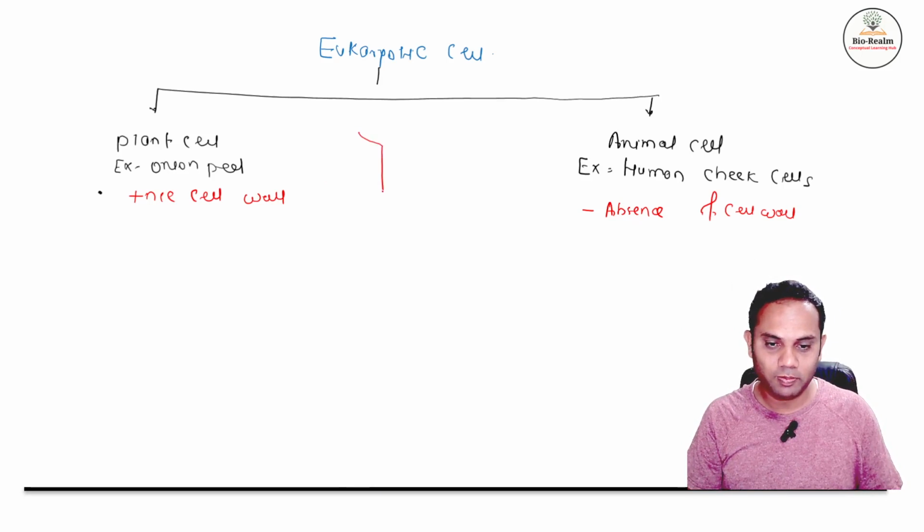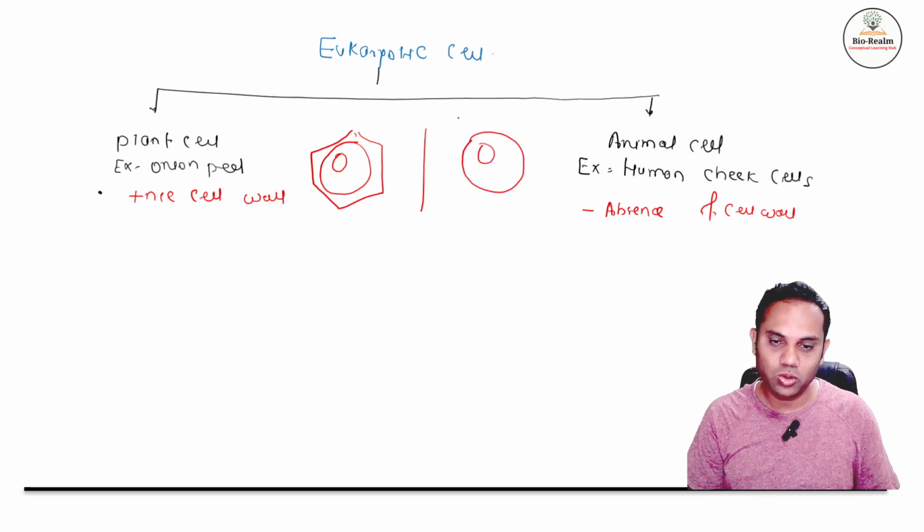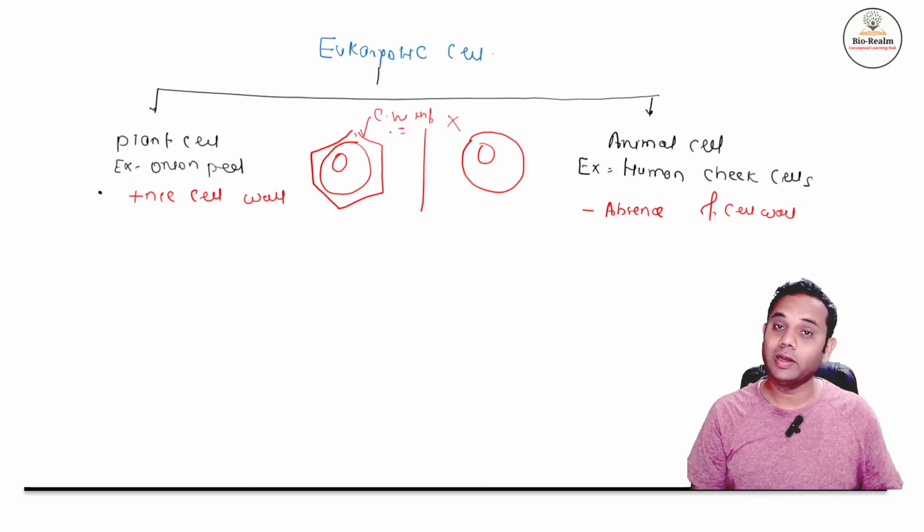For example, if you draw a plant cell like this, and inside that this is the cell membrane, and inside that the nucleus is present. But in case of an animal cell, we'll directly find the cell membrane outside the nucleus. Means there is no cell wall present here. In case of this one, the cell wall is present. So that is the main point.